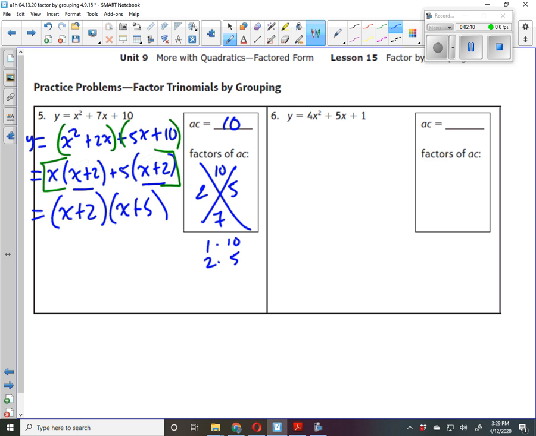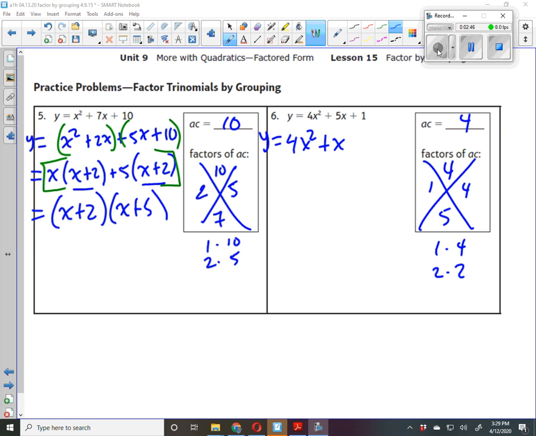Okay, next one. We have a leading coefficient, so now we've got to multiply again. A times c is 4. So we're looking at factors of 4 that add up to 5. And you're going to list them. 1 times 4, 2 times 2, and obviously 2 plus 2 doesn't add up to 5. 1 plus 4 does. So this is going to be 1 and 4. So when I rewrite this, y equals 4x squared plus 1x plus 4x plus 1. And to be honest with you guys, you can switch the 1 and the 4 around if you want.